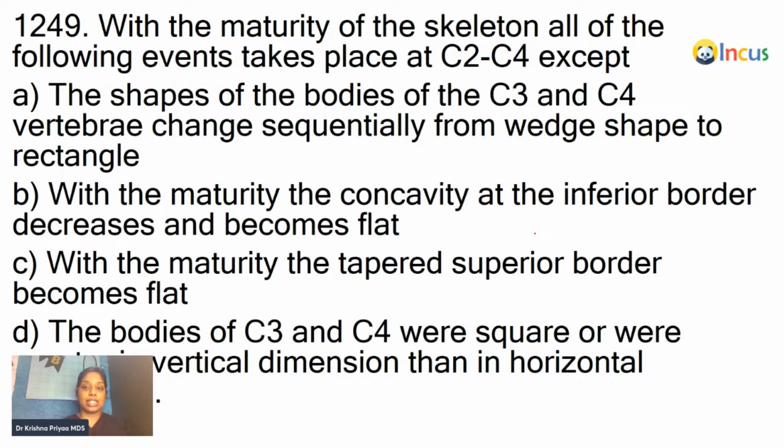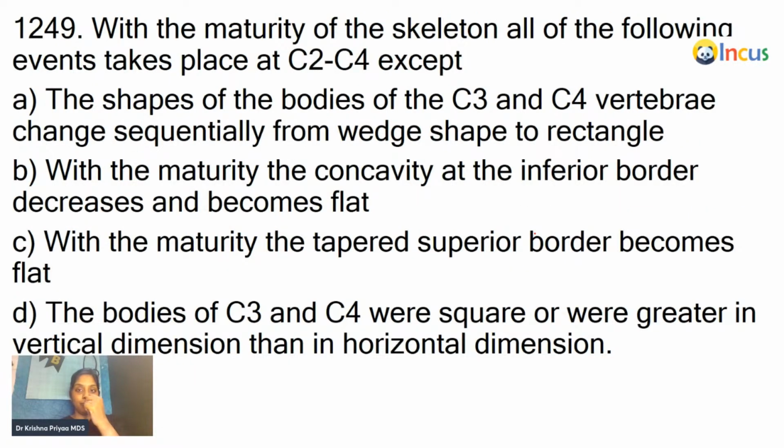A: the shape of the bodies of C3 and C4 vertebrae change subsequently from wedge to rectangle. B: with the maturity, the concavity at the inferior border decreases and becomes flat. C: with the maturity, the tapered superior border becomes flat. D: the bodies of C3 and C4 become square or greater in vertical dimension than in horizontal dimension. So the answer would be B, because the remaining options actually suit the maturity. But with the maturity, the concavity increases. It doesn't become flat, as we've already seen. So option B would be the wrong one here.